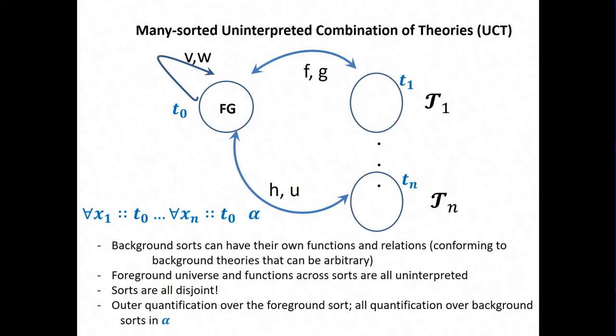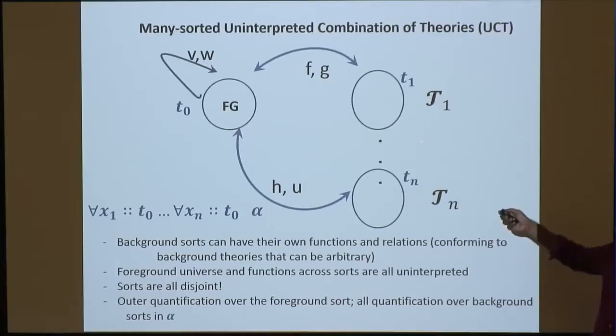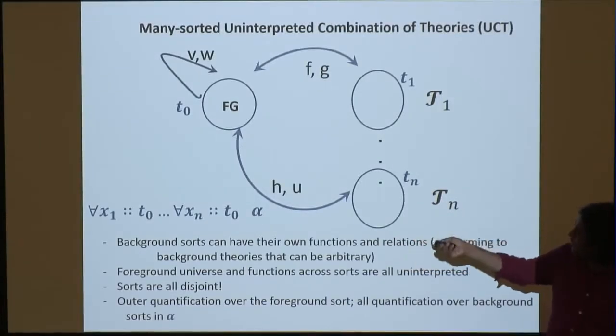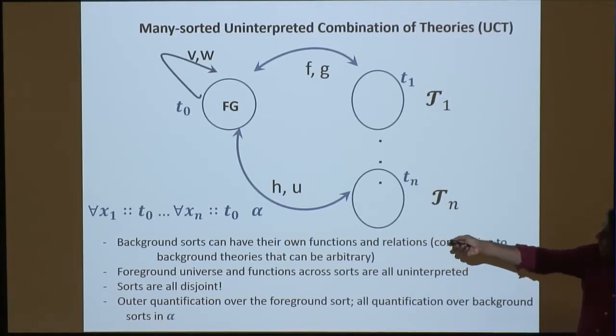Yeah. So here I have a foreground universe, right? So I have many sorts, right? I have a foreground universe which is uninterpreted, and I have background theories that are interpreted. So this could be arithmetic, sets, whatever you will, right? So I have a set of background theories, but it's very important that these sorts are completely disjoint, right? And what I have is a universally quantified formula over this vocabulary, right? And I have uninterpreted functions that map across these vocabularies.